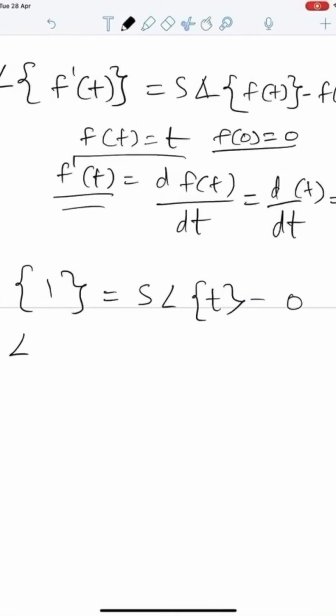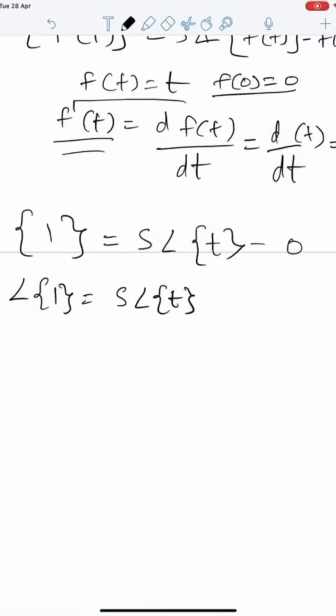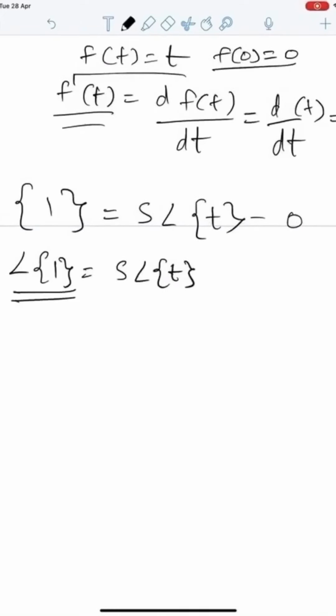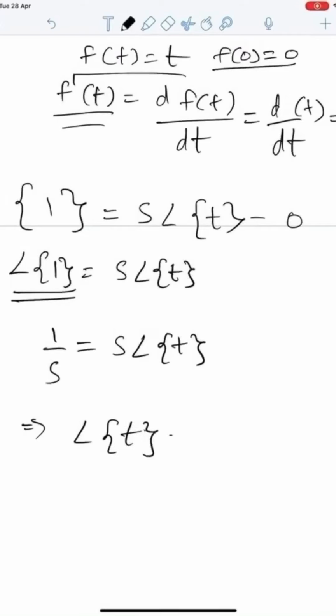So the Laplace transform of 1 equals s times the Laplace transform of t. So we already know the value of the Laplace transform of 1, which is 1 over s. Now this would be equal to s times the Laplace transform of t. Now this gives us the Laplace transform of our function f of t equals t, which is equal to 1 over s square.